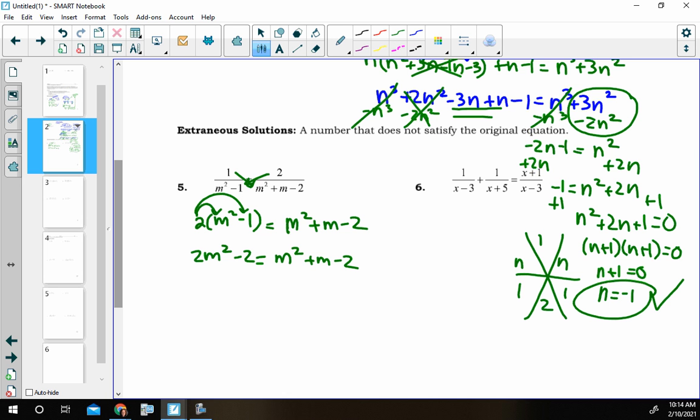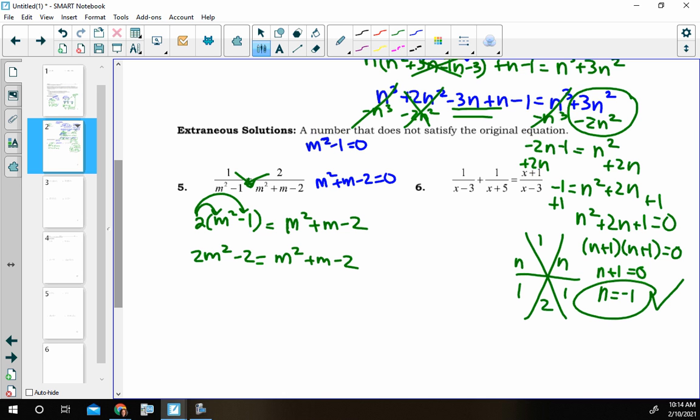I'm going to look here. I need to figure out my restrictions. So I have m squared minus 1 is equal to 0, and I have m squared plus m minus 2 is equal to 0. Okay, so the top one, you can snowflake both of them.